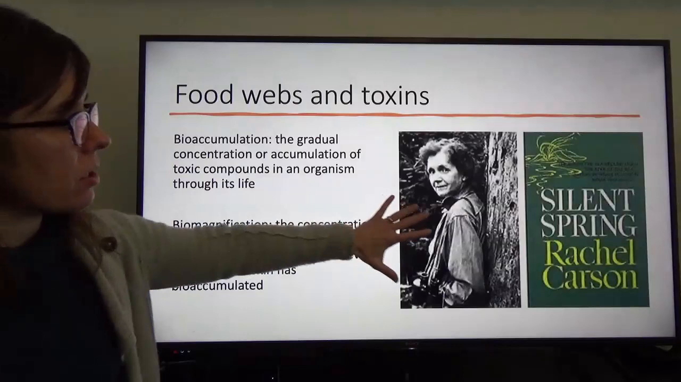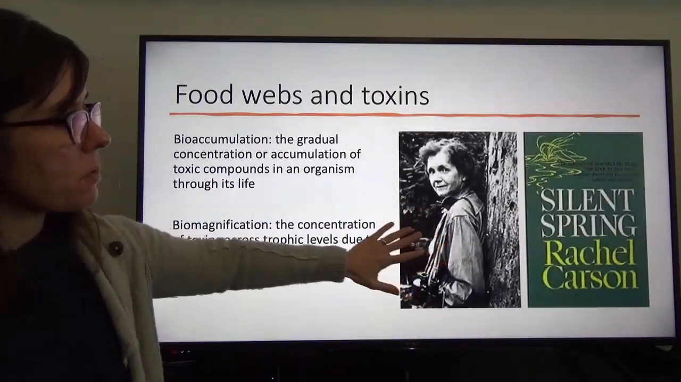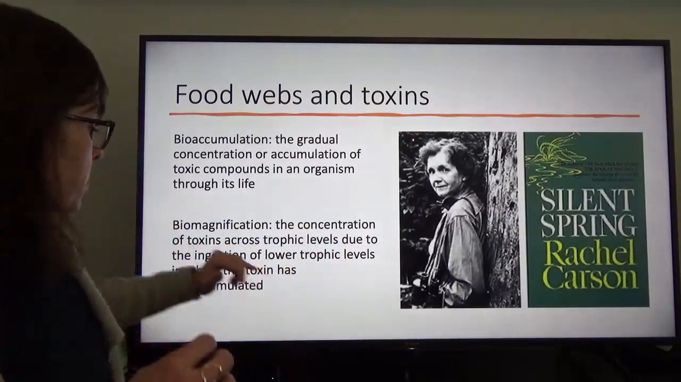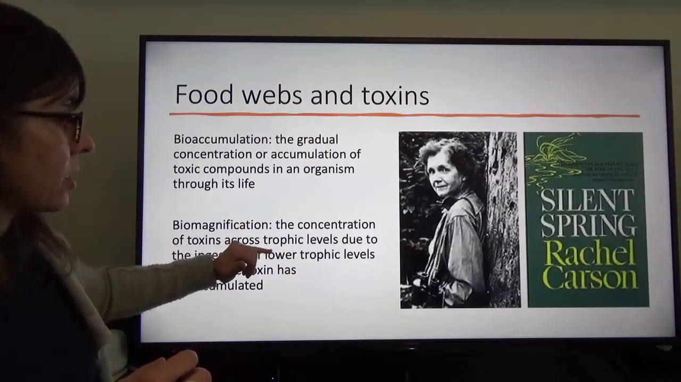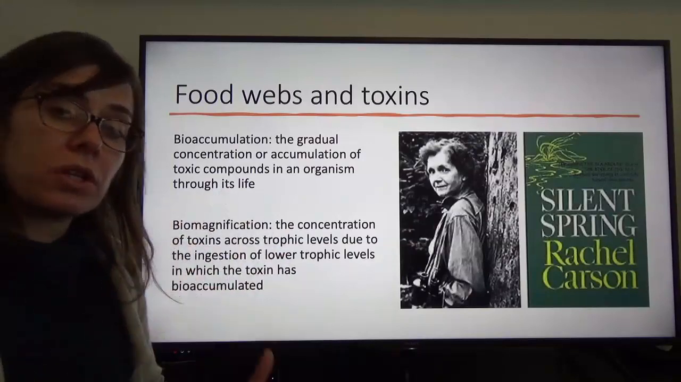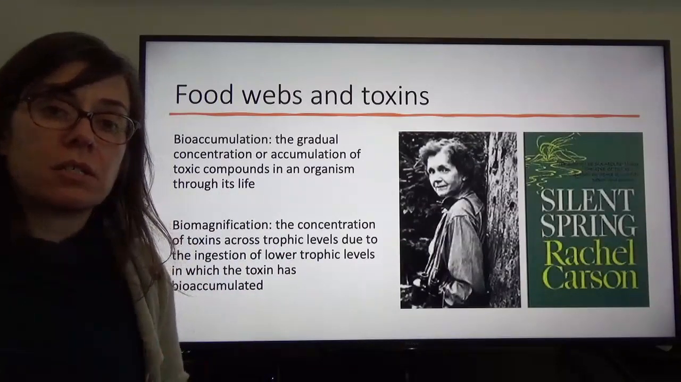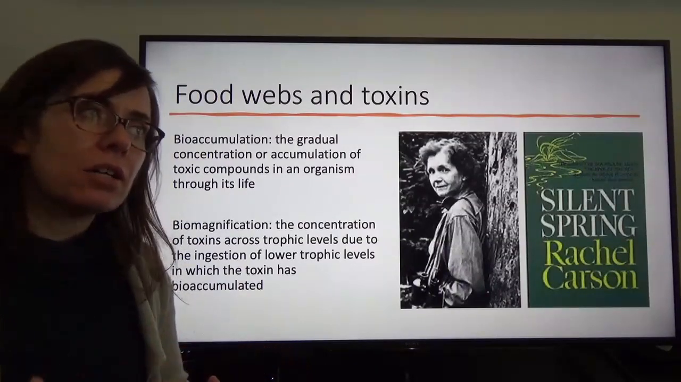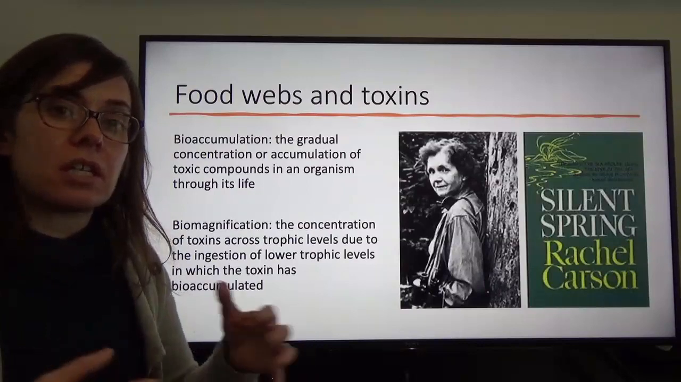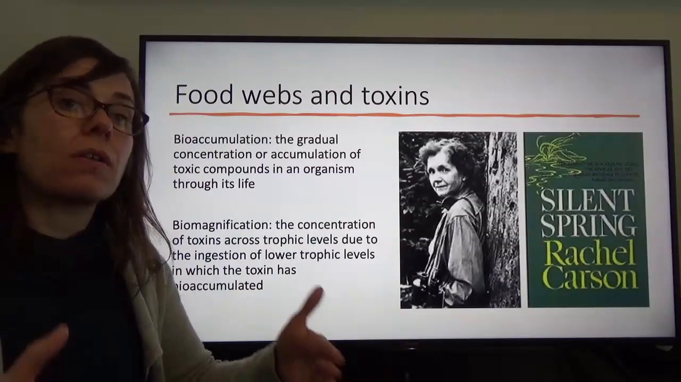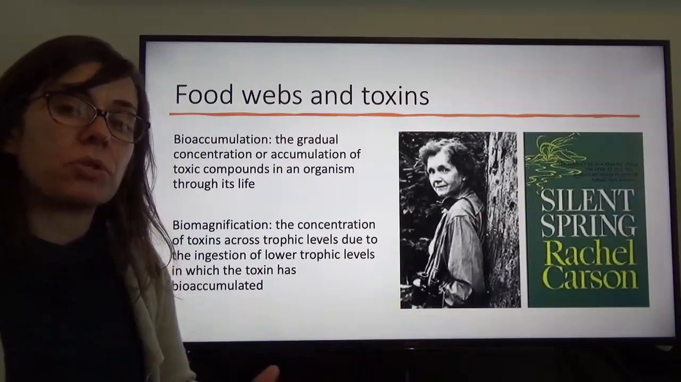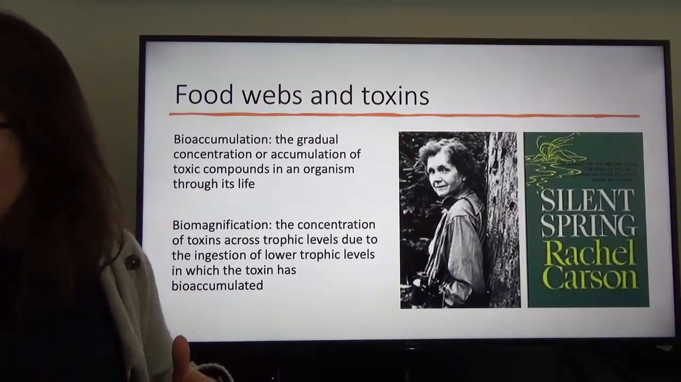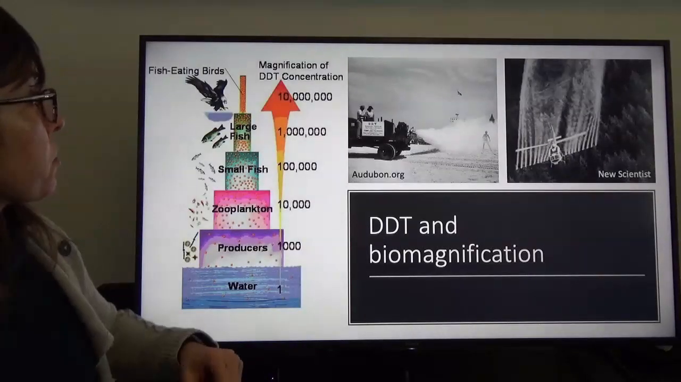Biomagnification, and this is what Rachel Carson talked about in Silent Spring, is the concentration of these toxic compounds across trophic levels. Lower trophic levels ingest the compounds, and they're in their bodies at some concentration. Then a higher trophic level ingests a lot of that lower trophic level, and all of the toxins from all of those many individuals get incorporated into the next trophic level, and so on. This leads to what we refer to as biomagnification.